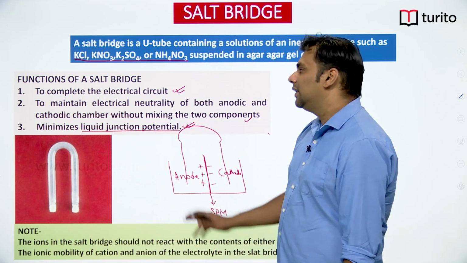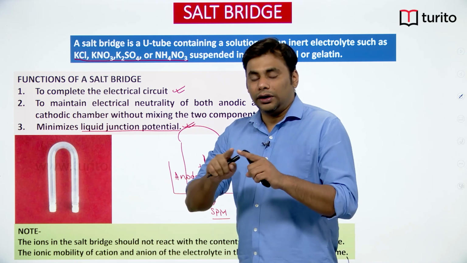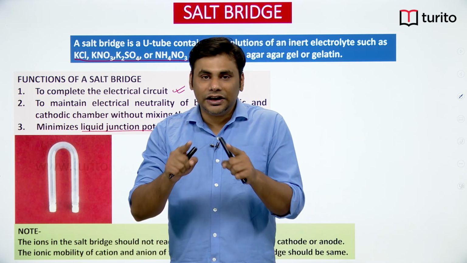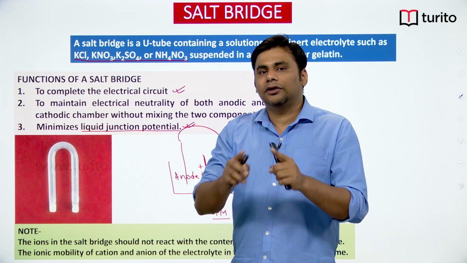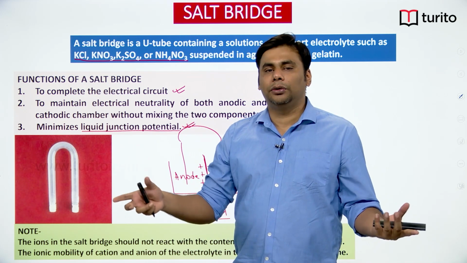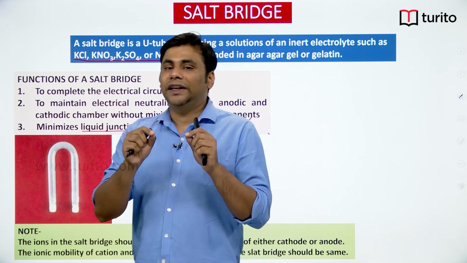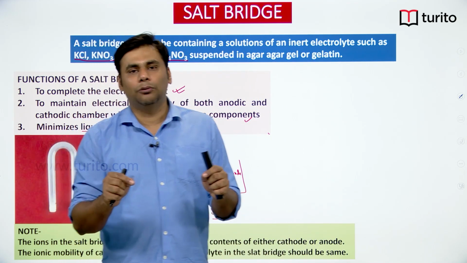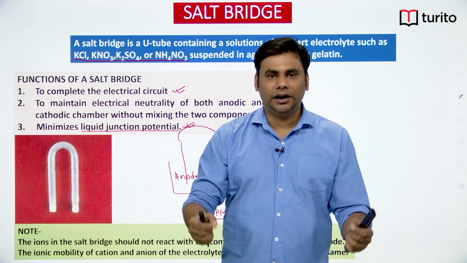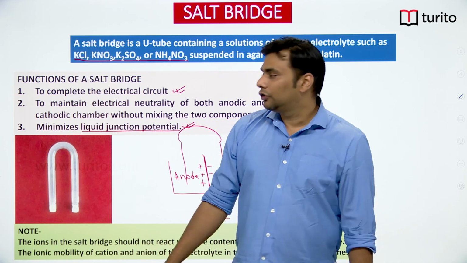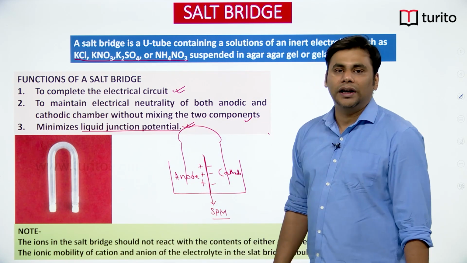So we say that the ions present inside the salt bridge should move at an equal rate, so that both the solutions are neutralized simultaneously. For neutralizing, we need to have the cation and anion having the same mobility, that is, at the same time they are going into the solution with the same rate, with the same speed and neutralizing them. So the electrolyte is chosen in such a manner that their ionic mobilities are the same.